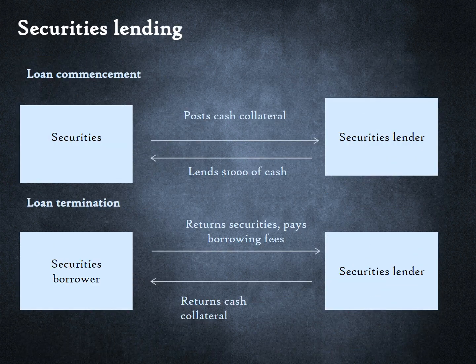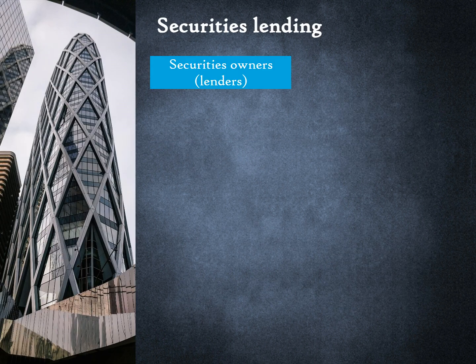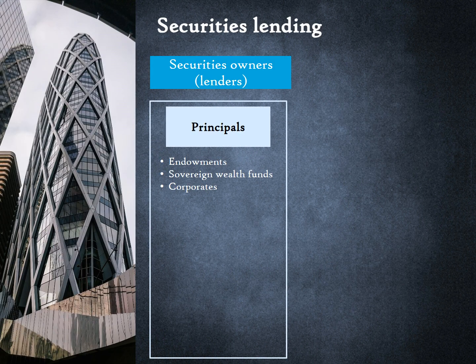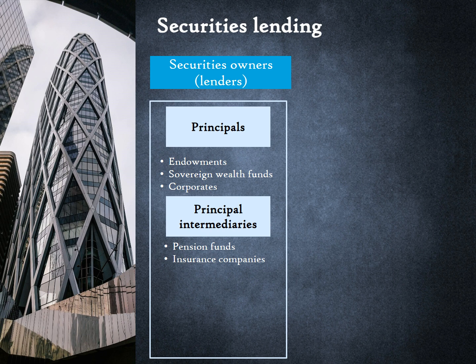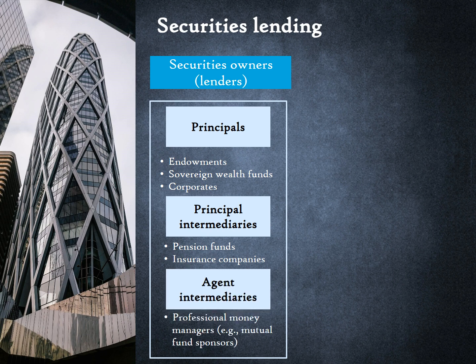We reviewed the workflow of securities lending in a previous lesson. Hence, in this lesson, we will focus on the role played in securities lending by asset management industry participants. On the lending side are investors who own securities. This includes principals like endowments and sovereign wealth funds. Lenders can also include principal intermediaries, mainly pension funds and insurance companies. Mutual fund managers can lend securities that are held within their funds.